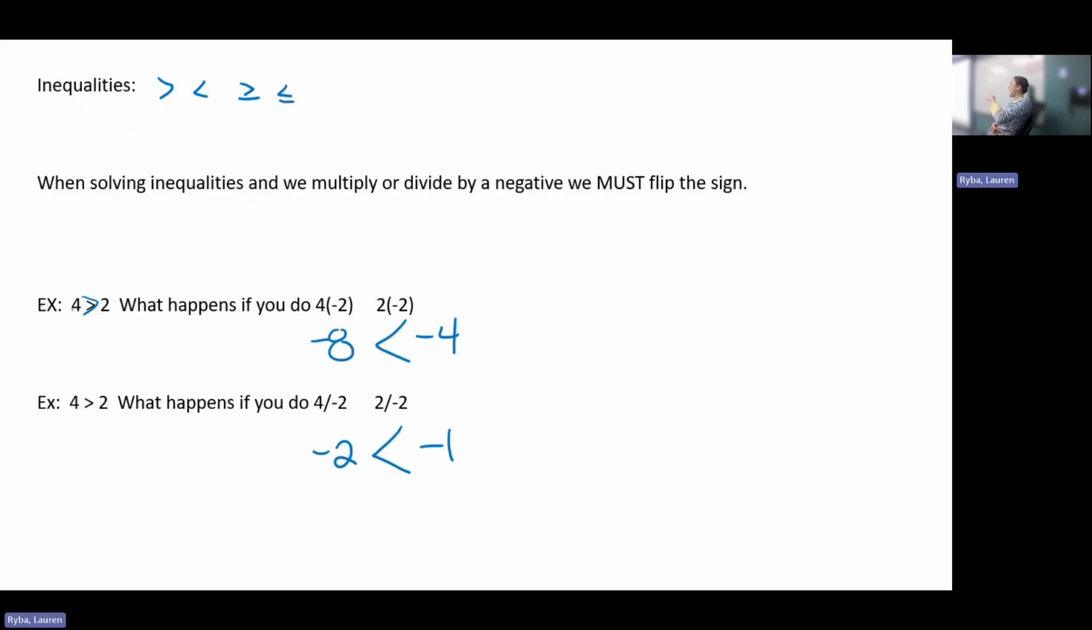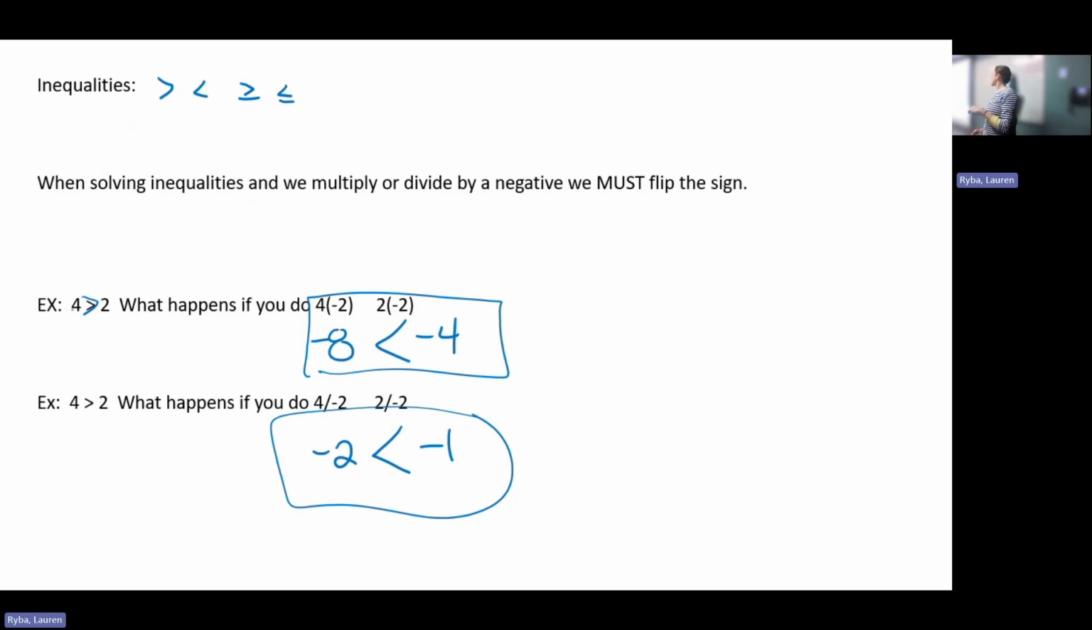Okay, so what's happening is when you're multiplying or dividing by a negative number, you're in essence flipping which term is bigger or smaller because you're multiplying by the opposite value. Okay, so anytime I can show you something like this as to why that rule exists, yes, you still need to remember the rule, but sometimes seeing an example makes more sense as to why that exists.